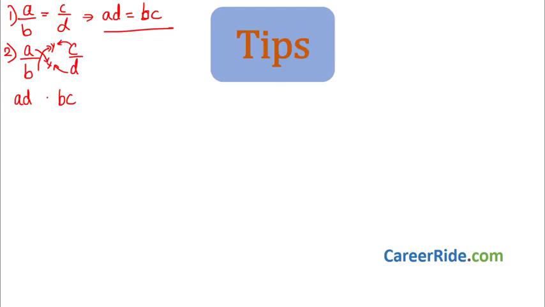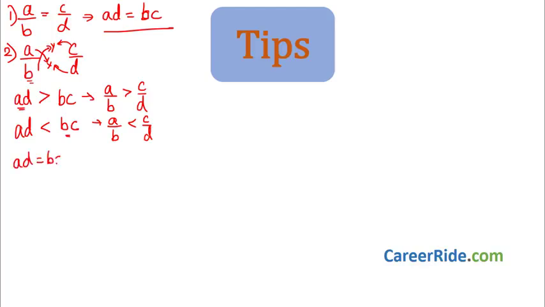Now if AD is greater than BC, that means left hand side is greater than right hand side, so left hand side ratio must be greater than right hand side ratio. So we will have A by B greater than C upon D. If AD is less than BC, that means right hand side ratio is greater than left hand side, that means left hand side A by B is smaller than right hand side, that is C by D, correct? And if AD is equal to BC, we already know both must be equal, right? See how easy it is. Let's move on to the next tip.